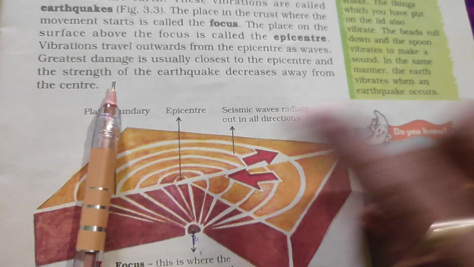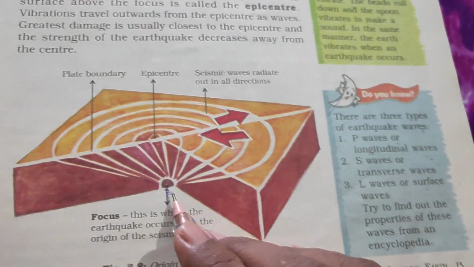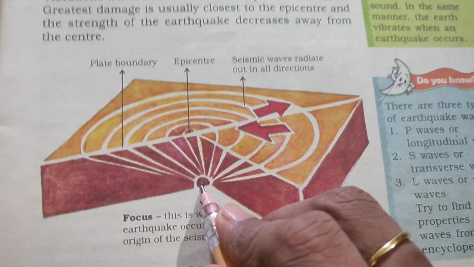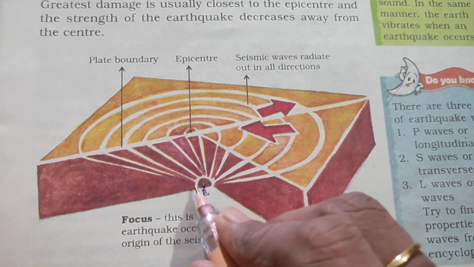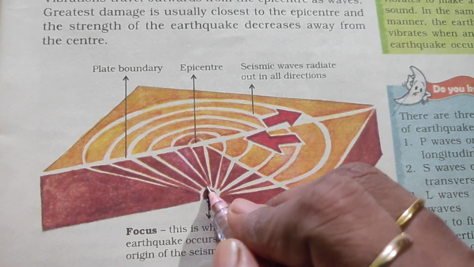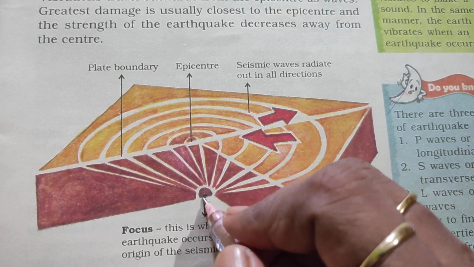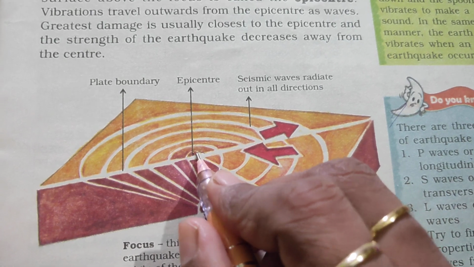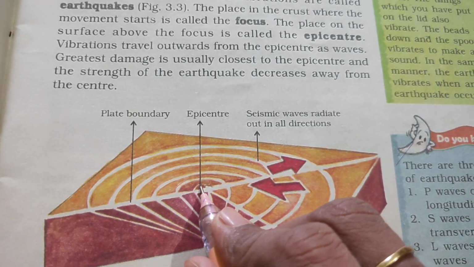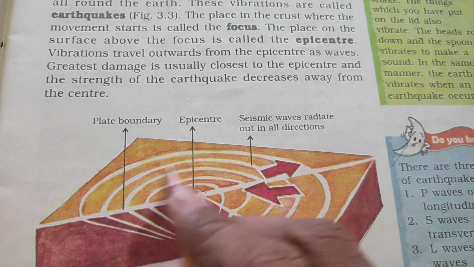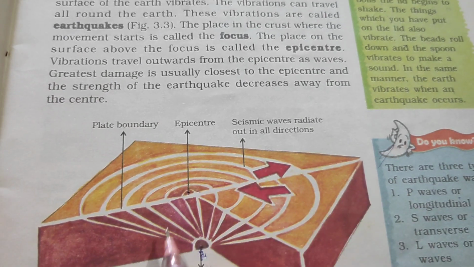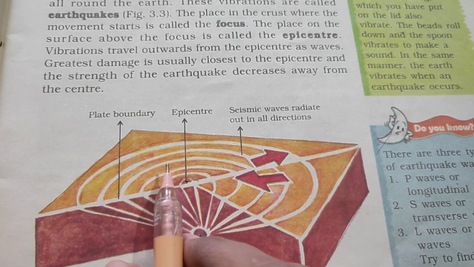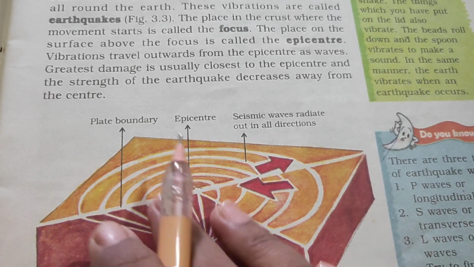Here we can see this is the point in the interior of the earth where the earthquake took place. This is called the focus, and just perpendicular to the focus on the surface, there is the epicenter. This is the center of the earthquake, and these are the vibrations produced during the earthquake. They are seismic waves, which radiate out in all directions.